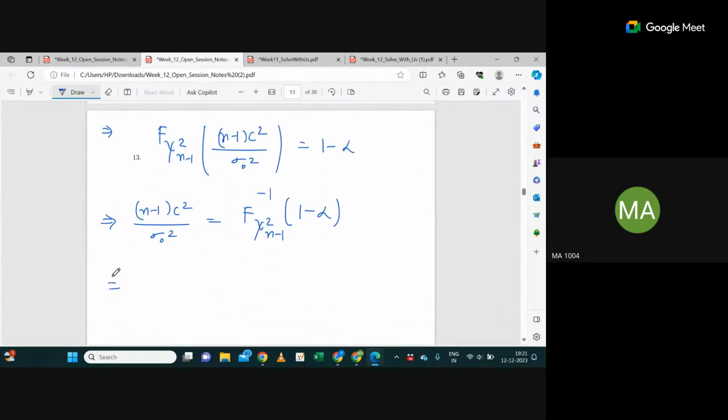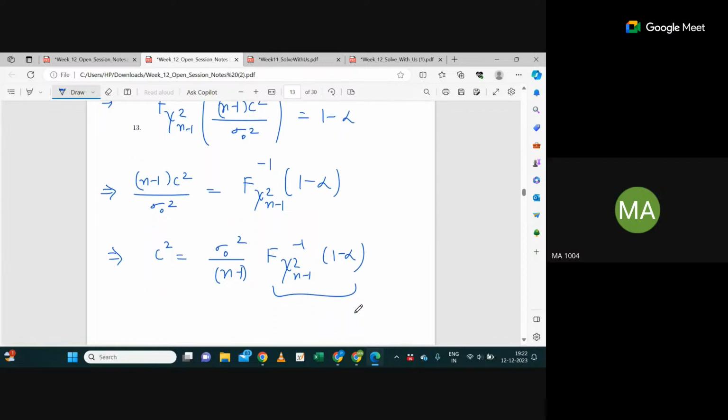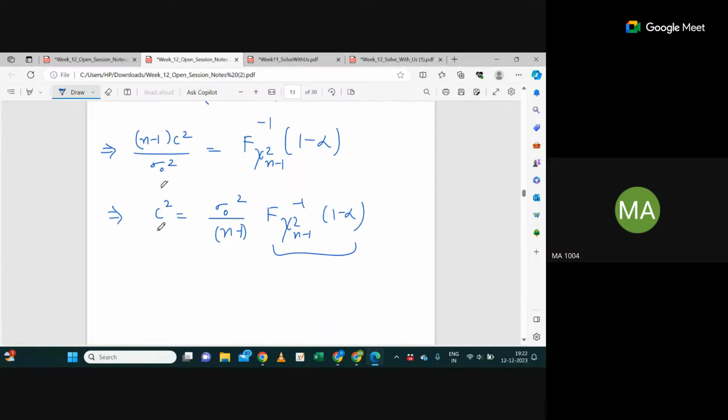So basically from here I can find the value of c square, right? Sigma naught square divided by n minus 1, times F chi square n minus 1 inverse of 1 minus alpha. So this value will be given to us. Okay, so now we have the value of c square, right? Now we have decided I will reject my h naught when s is greater than c, or you can simply say s square is greater than c square, right?